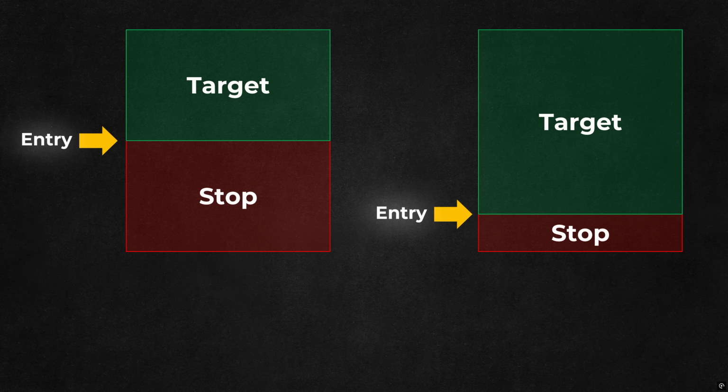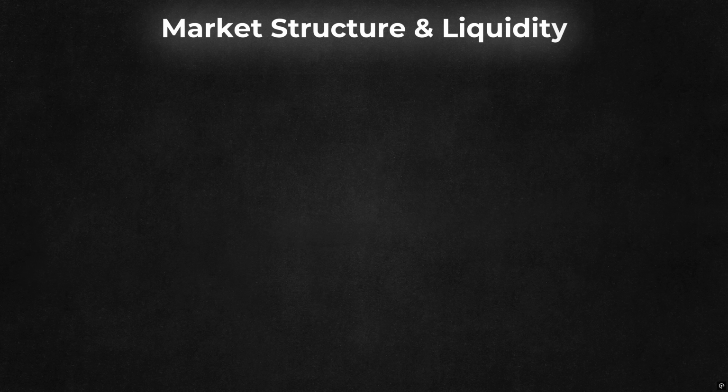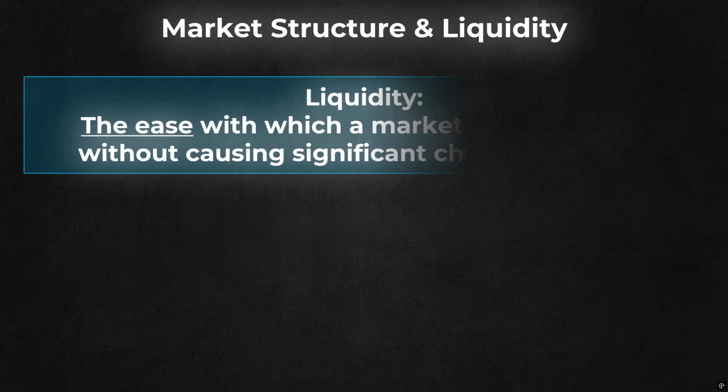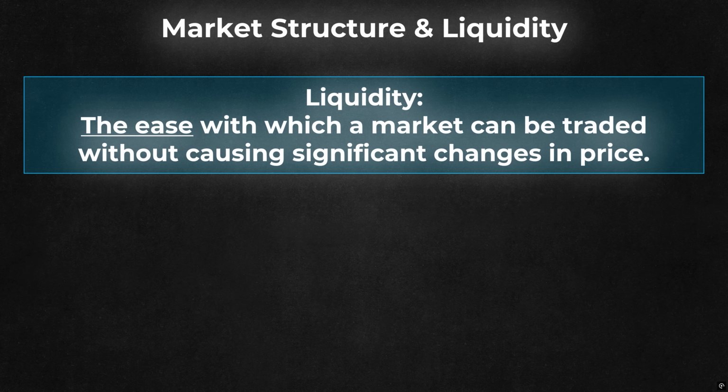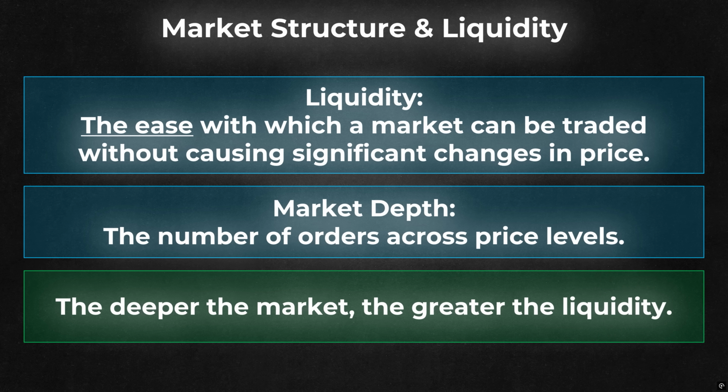This is what technical analysis is all about, enhancing the location and timing of entries in order to minimize risk and maximize reward. It's also important to understand the relationship between market structure and liquidity. We must first define what liquidity really is. Liquidity is the ease with which a market can be traded without causing significant changes in price. Liquidity is directly linked to market depth, which is the number of orders across price levels. The deeper the market, the greater the liquidity.